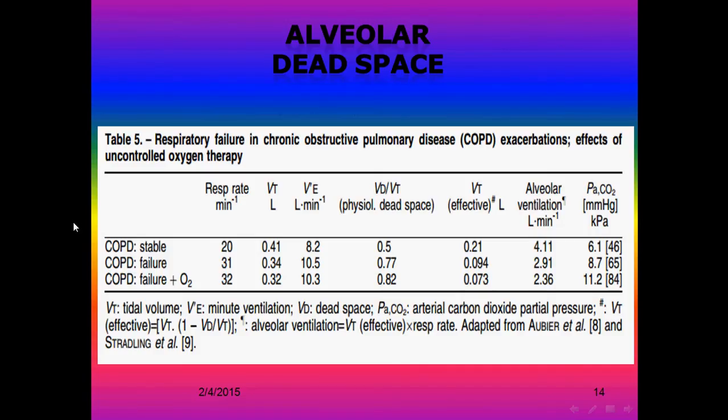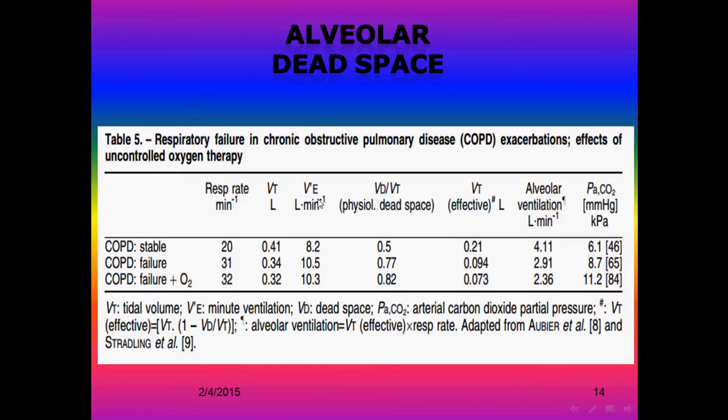Look at this very interesting table which gives you a picture of the patients. Sometimes we ask ourselves what is the most important problem in acute respiratory failure. Acute respiratory failure is an alveolar hypoventilation. Just to remind you, this is a stable patient with COPD. Look at this: respiratory rate is 20, the tidal volume is 400 ml, and so the minute volume will be 8 liters.